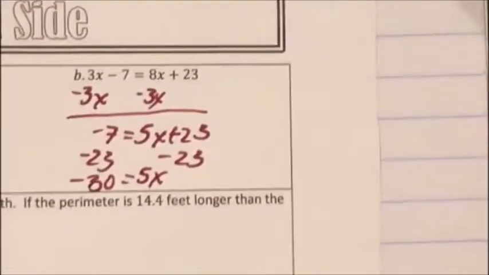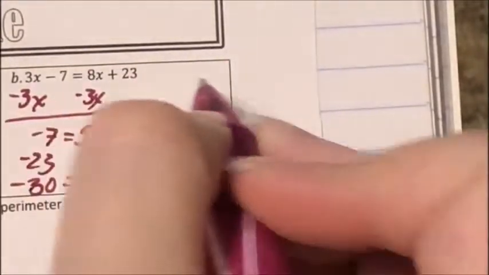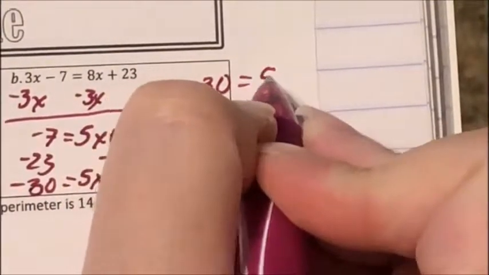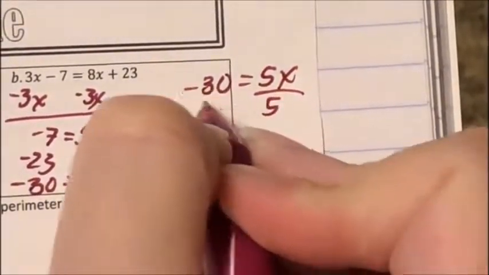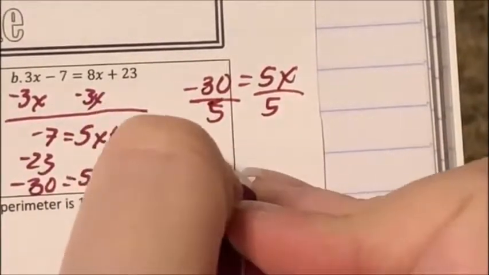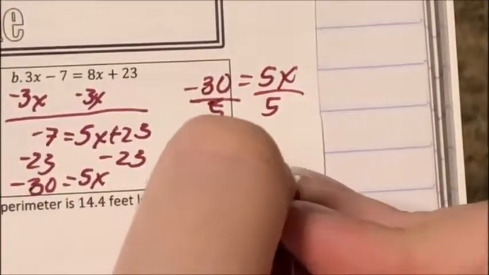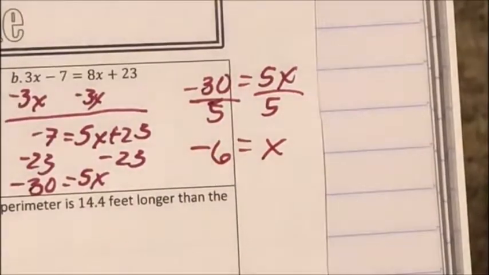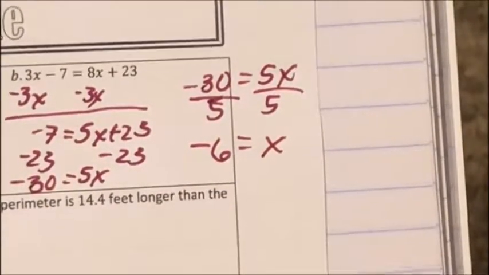Out of room. Go over here a little bit. So negative 30 equals 5x. I divide both sides by 5. Negative 30 divided by 5 is negative 6. So x equals negative 6.